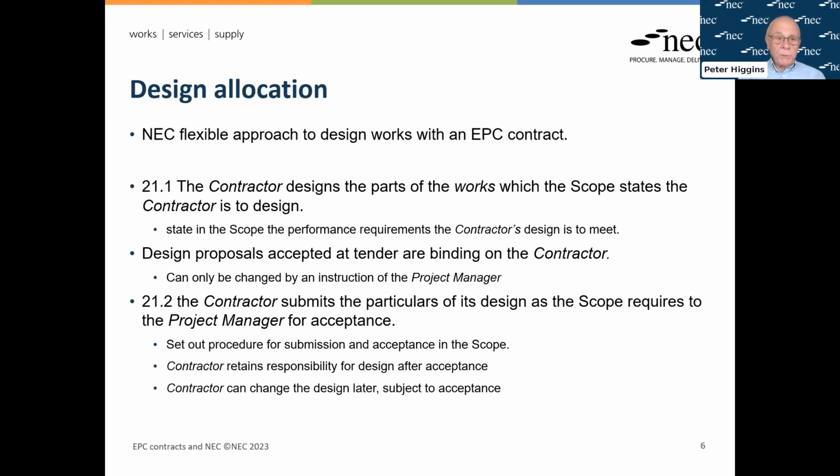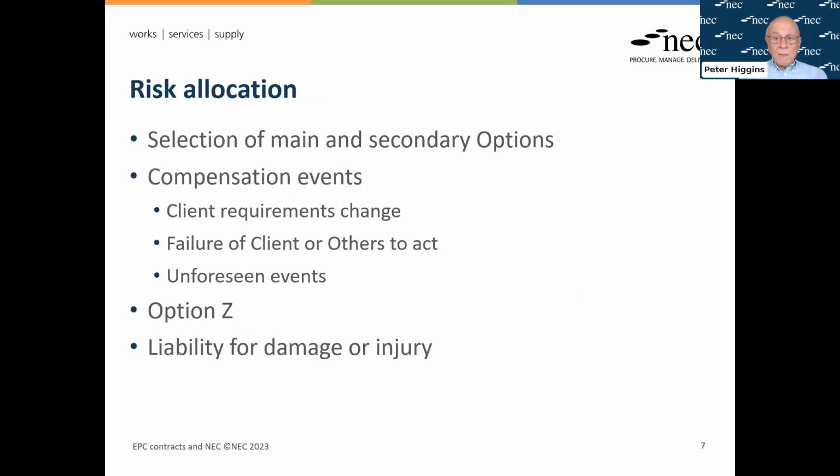So moving on to risk allocation, there's a number of ways where risk is allocated in the contract and dealt with. Selection of main and secondary options. Main options, Shai's going to go through that in a moment, the payment option as to how you do that. But there's a load of secondary options as well, which will fix this risk allocation. For example, how is inflation to be dealt with? Is that a contracted liability, or are you expecting to give some kind of update to deal with that?